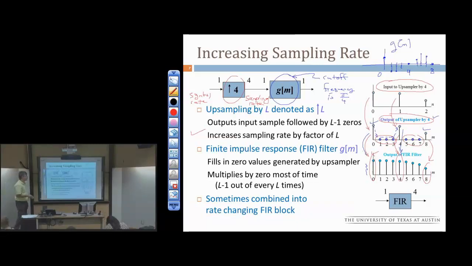Okay, so why is it pi over L? It's to enforce the sampling theorem. Because what happens is, let's go back to an audio example. Let me scratch these communication systems. So let's do audio, for example. And if I upsample by 4, I now have a new sampling rate, which is 4 times higher.